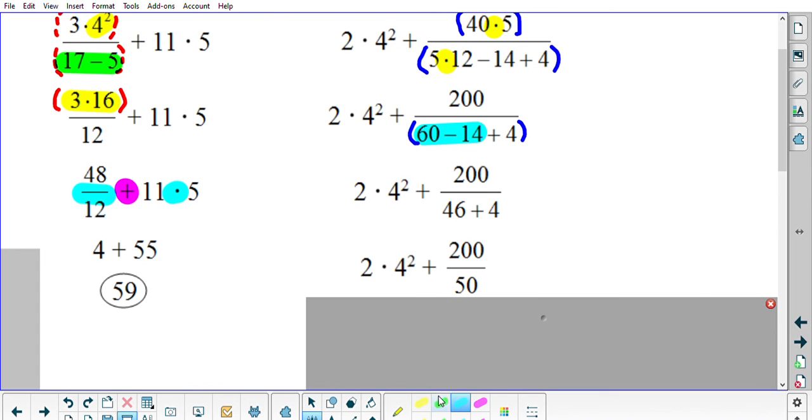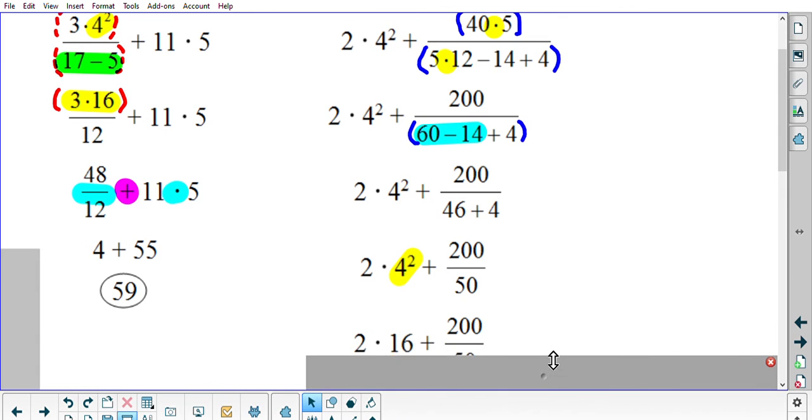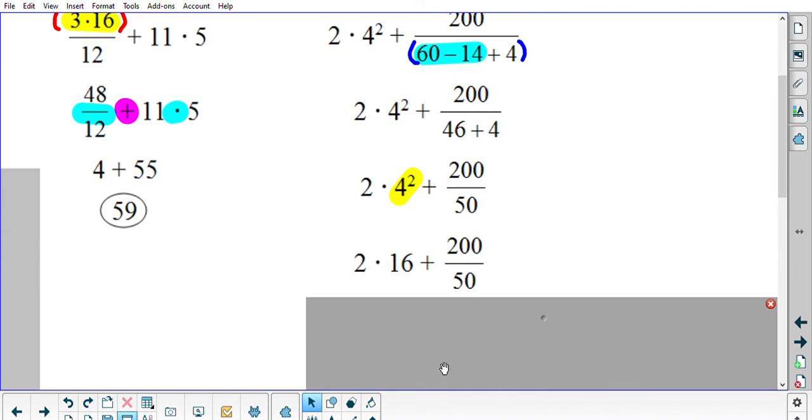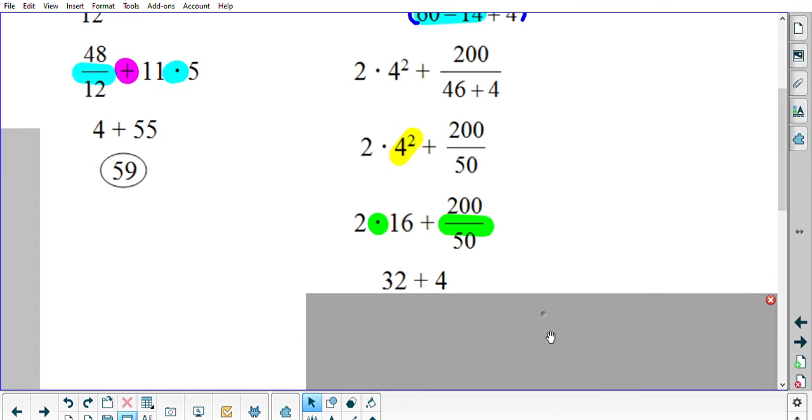So now, what do we look for? We look for exponents, and we do have some. 4 to the second power would be 4 times 4, which is 16. So next, we look for multiplication and we look for division. And very similar to problem number 6, here we have multiplication and we also have division and we have this addition symbol in between. So what that means is I can go ahead and do the multiplication and the division at the exact same time. So 2 times 16, that's going to be 32. 200 divided by 50 would give us 4.